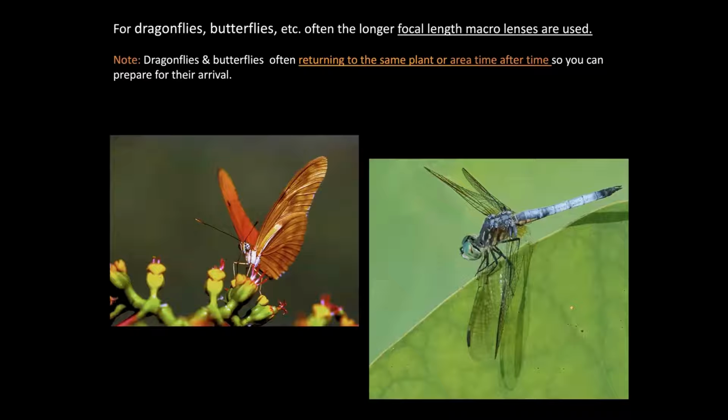Just a comment about dragonflies and butterflies. Often you're going to find yourself using a macro lens that may be 100 or 200 millimeters. Note that dragonflies and butterflies return to the same plant or area time after time, so this gives you a good opportunity to prepare for their arrival. Remember, sharp eyes. Notice that butterfly. If the eyes aren't sharp, the rest of the image is not going to appear sharp.